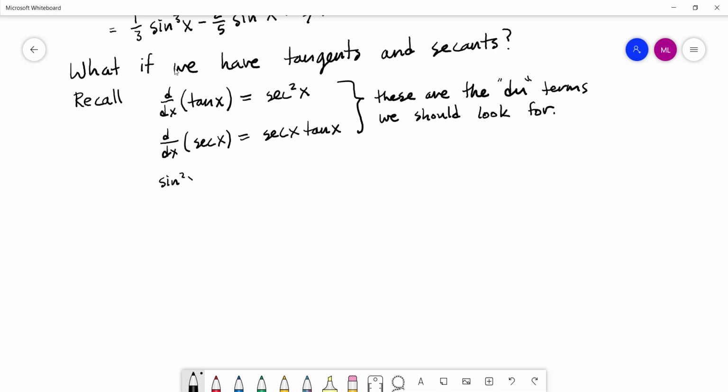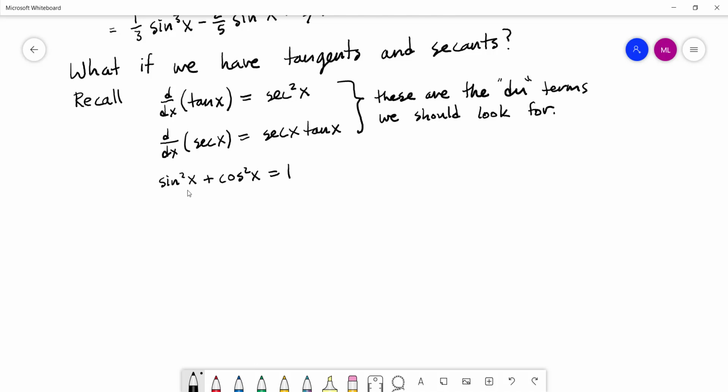So if you can't remember this, this is the easiest way to do it. Just start with the one you can remember. Sine squared plus cosine squared equals 1, but I want to now rewrite these in terms of tangents and secants. So how are we going to do that?